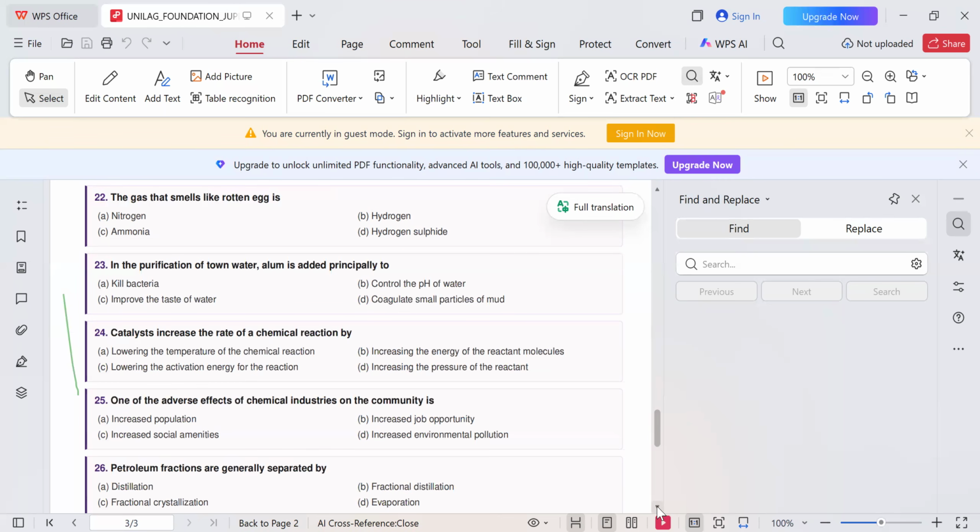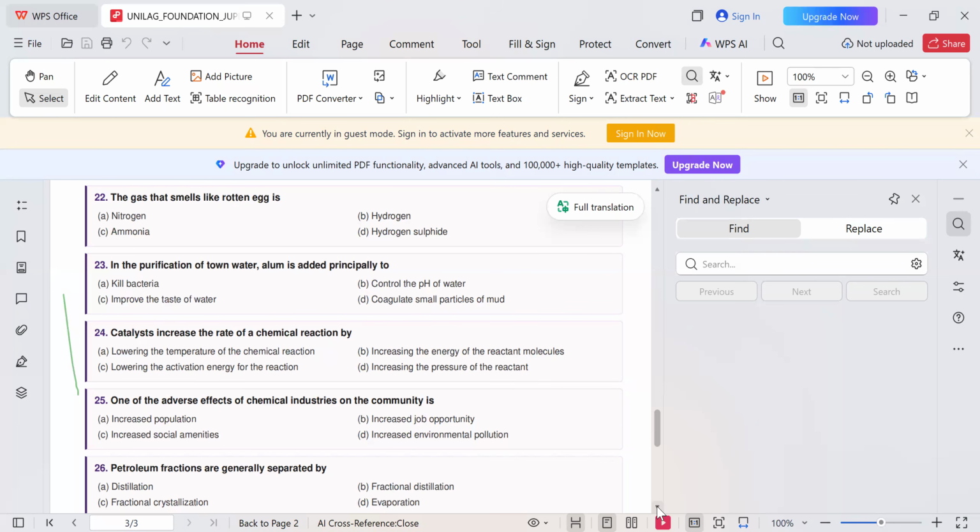So number 23 now, in the purification of town water, alum is added principally to what? We have coagulate. So we use alum to coagulate. I talked about an example of alum, which is potassium aluminium sulfate dodecahydrate. Of course, most of us must have used alum once or twice before. It's used to coagulate particles so they settle at a particular place, and when they settle, we'll be able to sieve them.